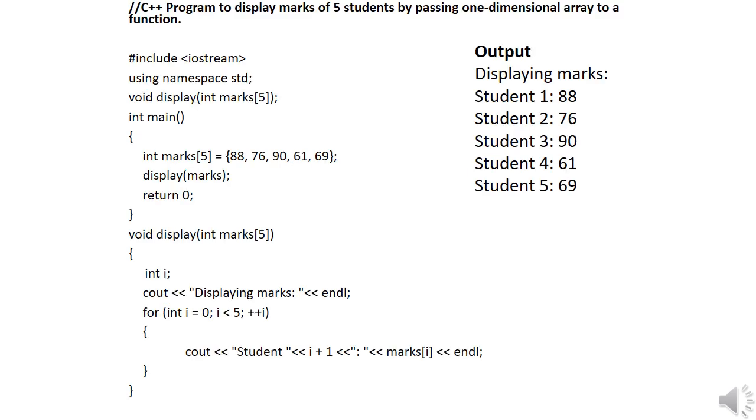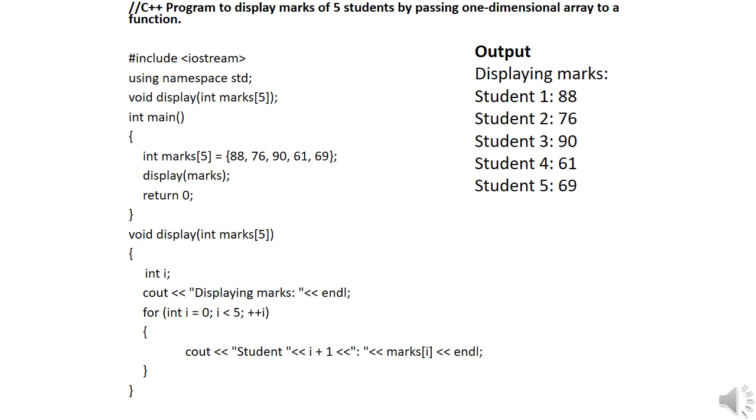This is an example of how to pass a one-dimensional array as an argument into a C++ function. In this example, we will see how to display the marks of 5 students by passing a one-dimensional array as an argument into a C++ function. For that, I declared a function display with an array as an argument.